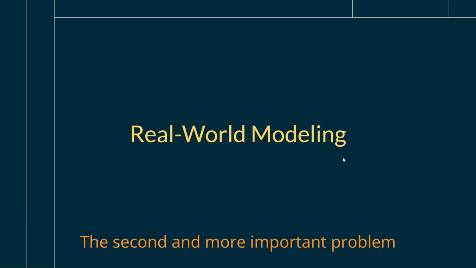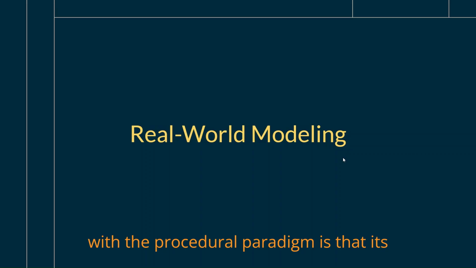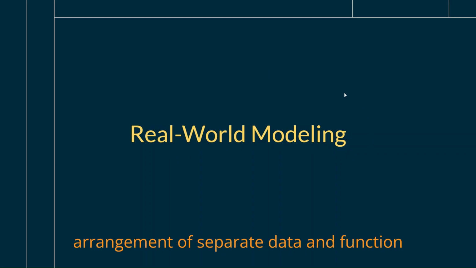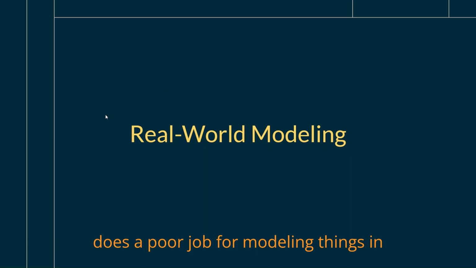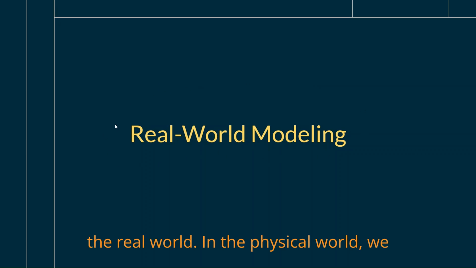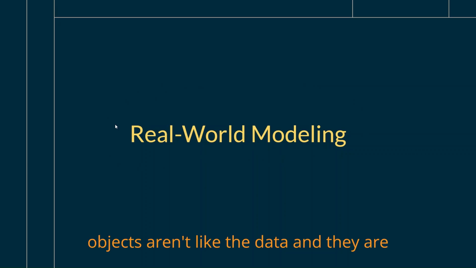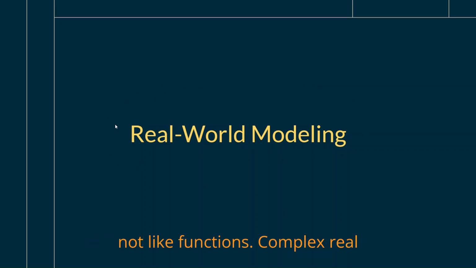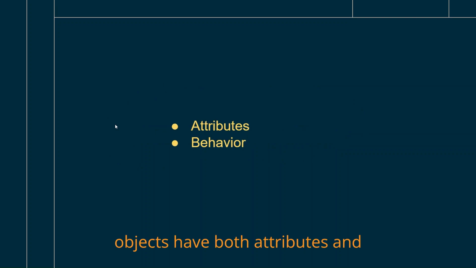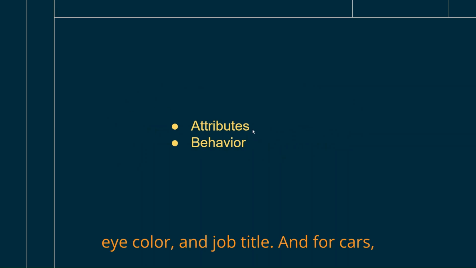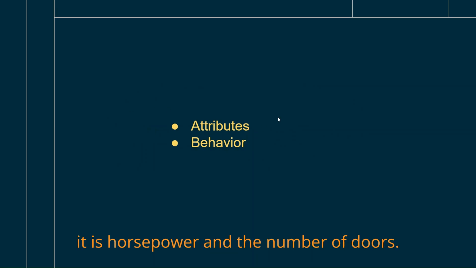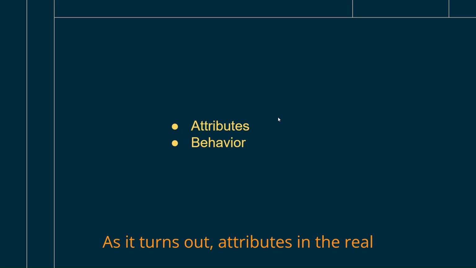Now we will discuss real-world modeling. The second and more important problem with the procedural paradigm is that its arrangement of separate data and functions does a poor job of modeling things in the real world. In the physical world, we deal with objects such as people and cars. Such objects aren't like data and they are not like functions. Complex real-world objects have both attributes and behavior. Examples of attributes are eye color and job title, and for cars, horsepower and the number of doors. As it turns out, attributes in the real world are equivalent to data in the program.